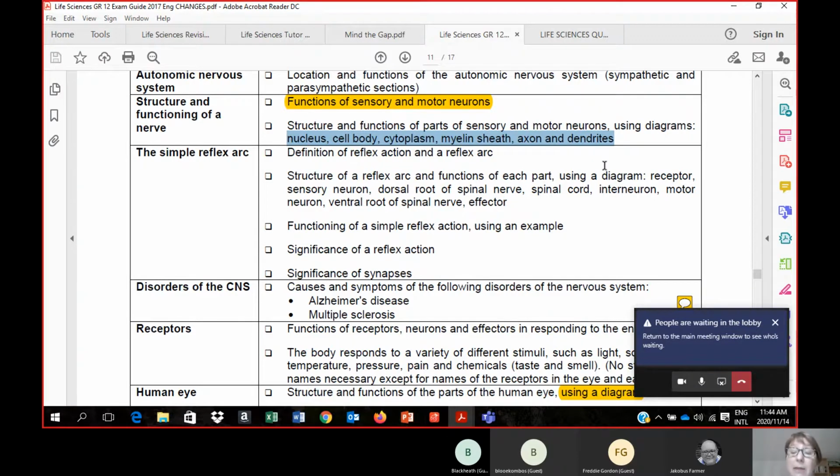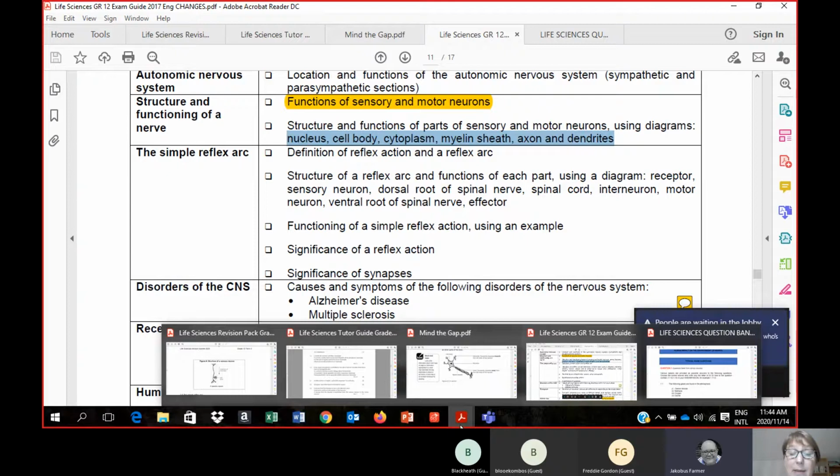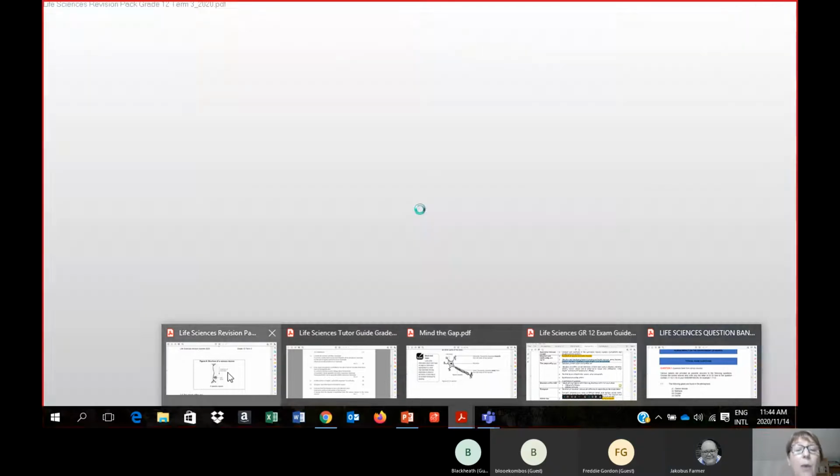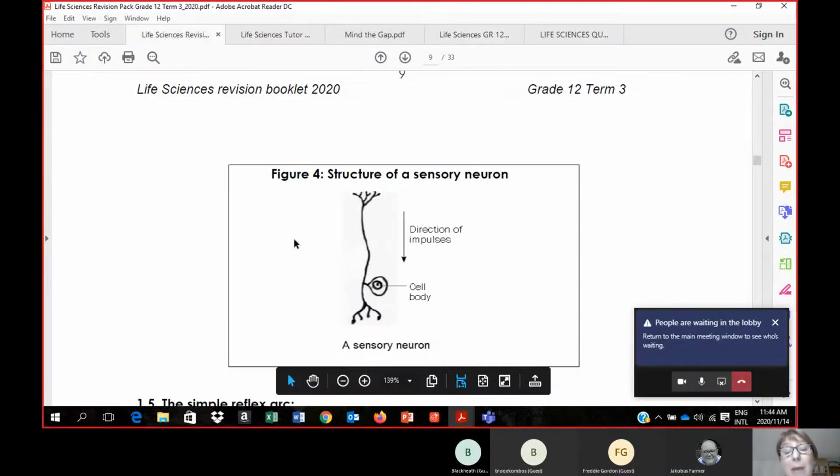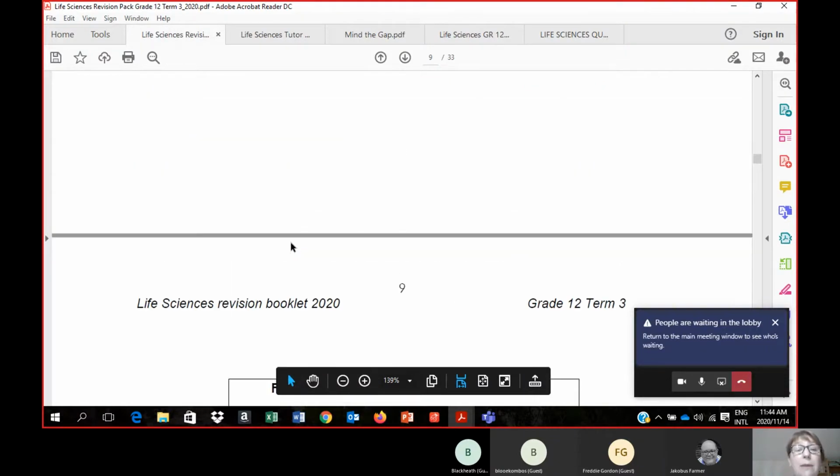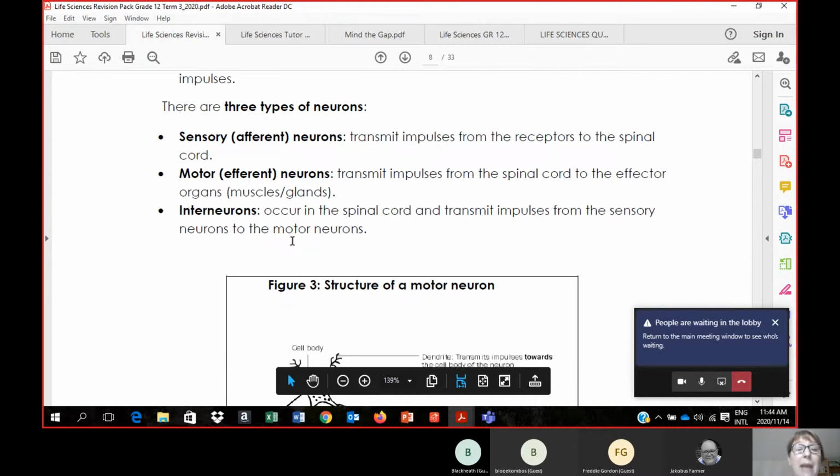All right. So now we're going to go back to our resource again. So there we go. We were busy over here with the neuron. So please remember, you must be able to draw a sensory and a motor neuron, and you must know the differences between 3 different neurons. And I'm just going to go back to that. So sensory neurons, they always transmit impulses from the receptors over here to the spinal cord. So from the receptors to the spinal cord.